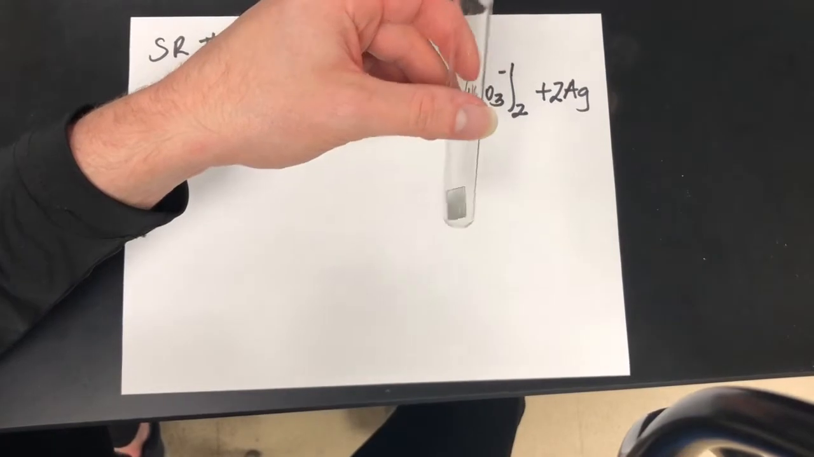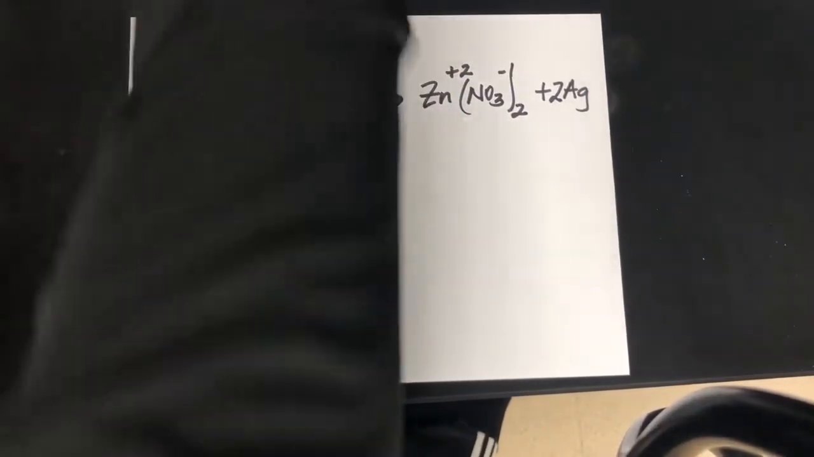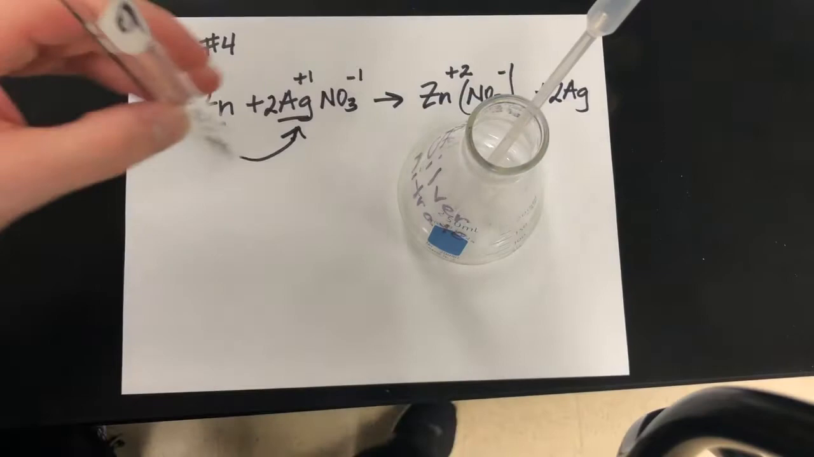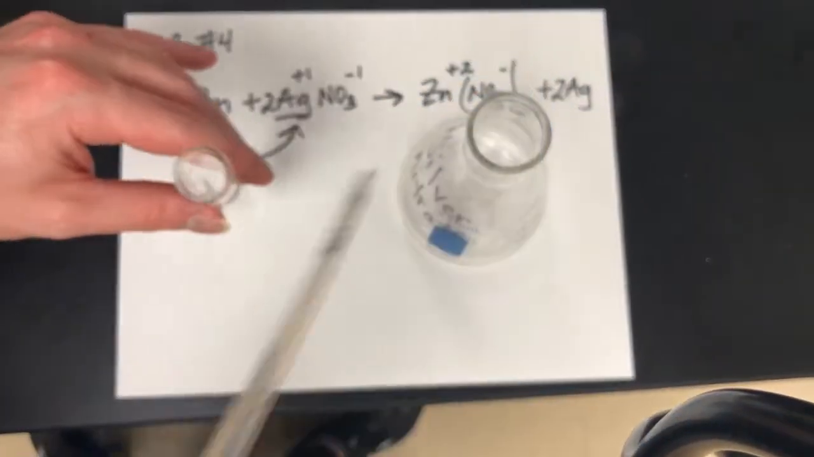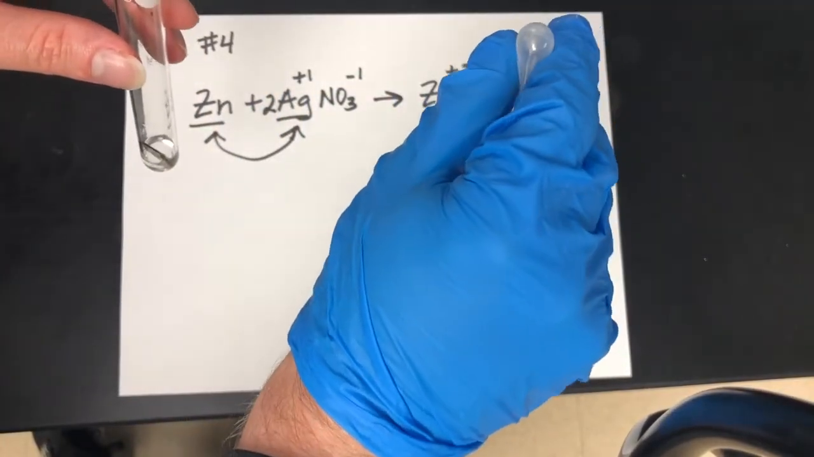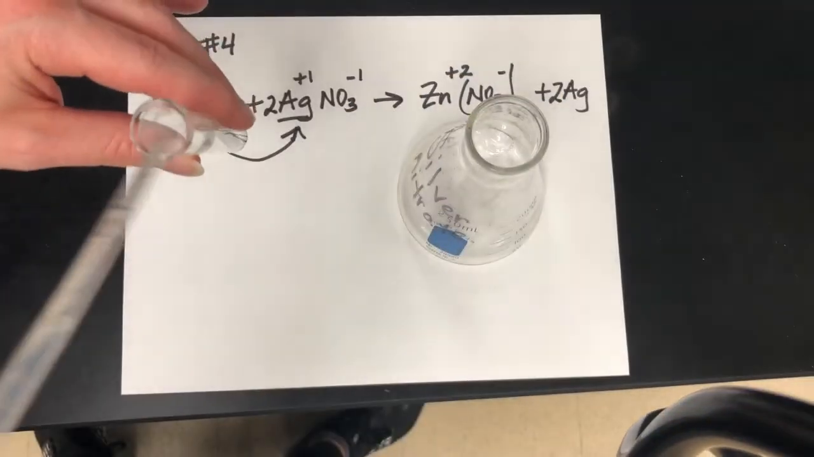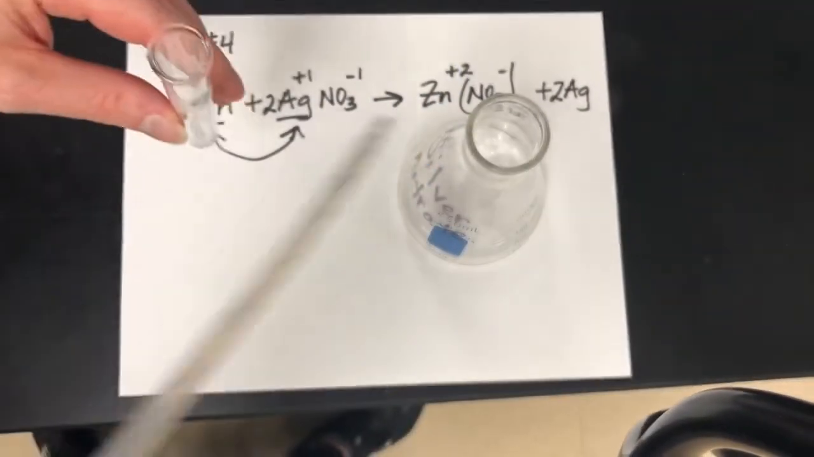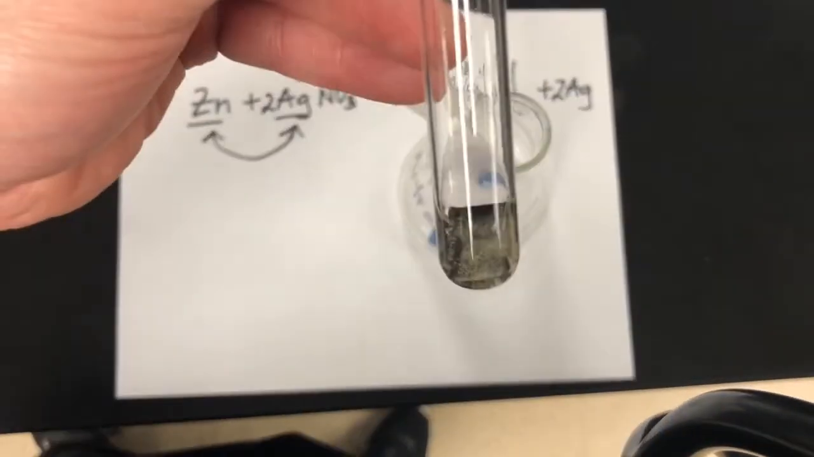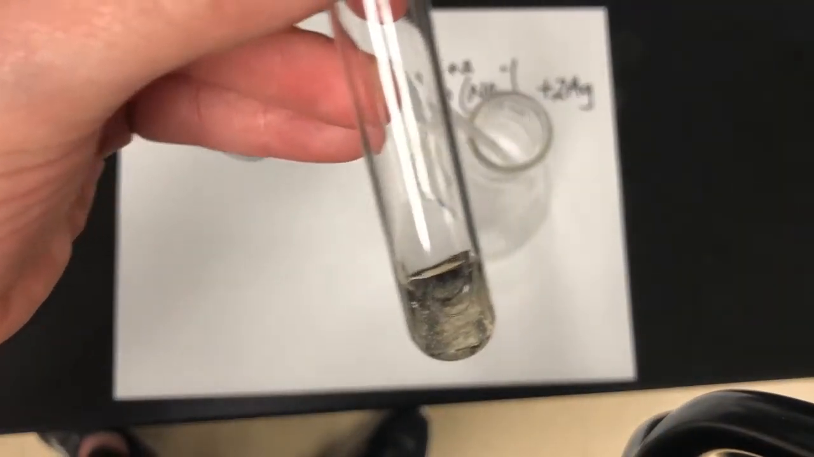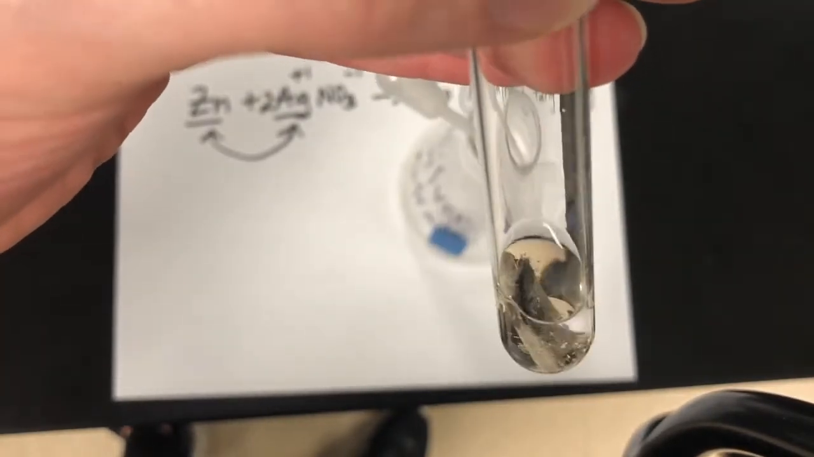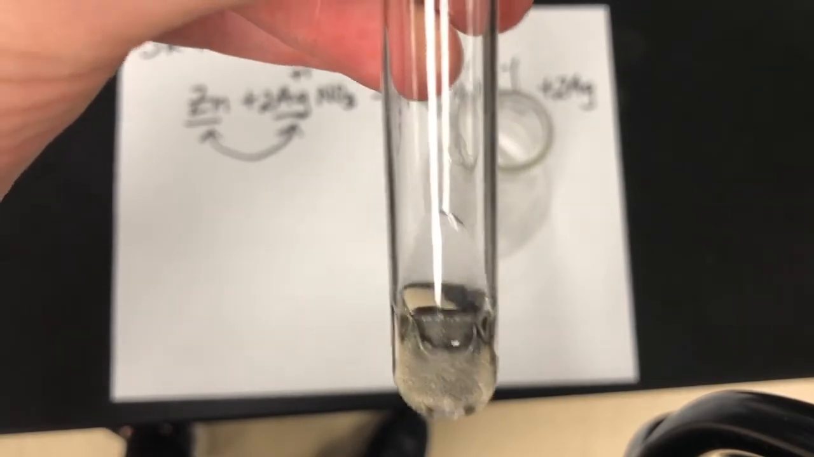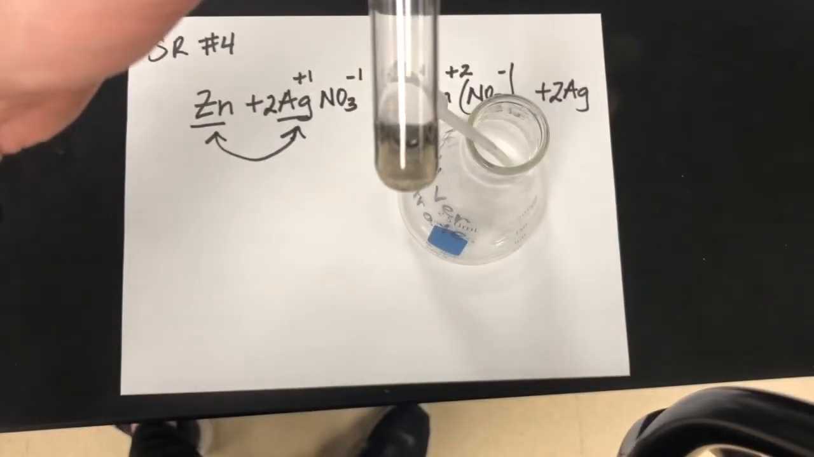Okay, so I put my piece of zinc in the test tube and we're gonna add some silver nitrate. So silver nitrate looks clear. Okay, so add a few squirts of this. If you can tell, starting to plate out some silver on the zinc. Okay, so that is the reaction of zinc and silver nitrate.